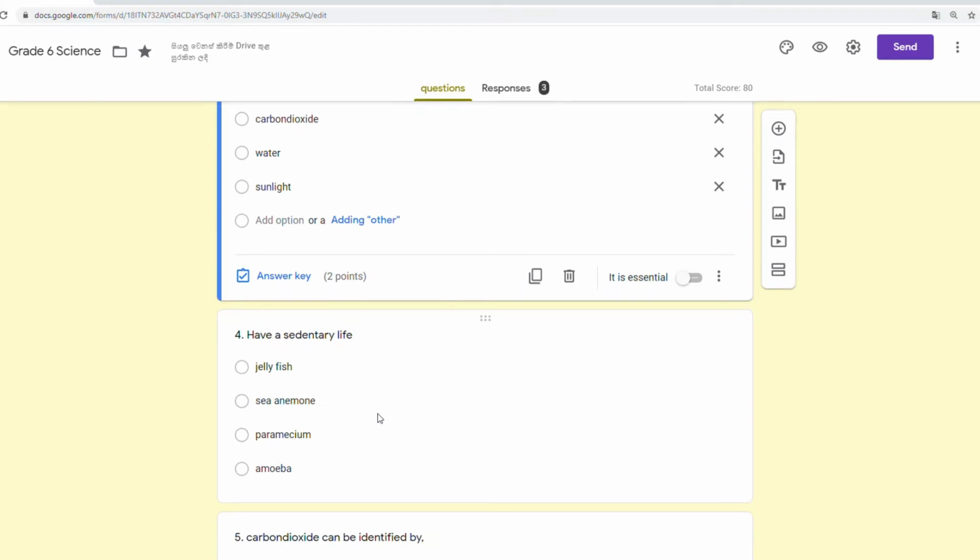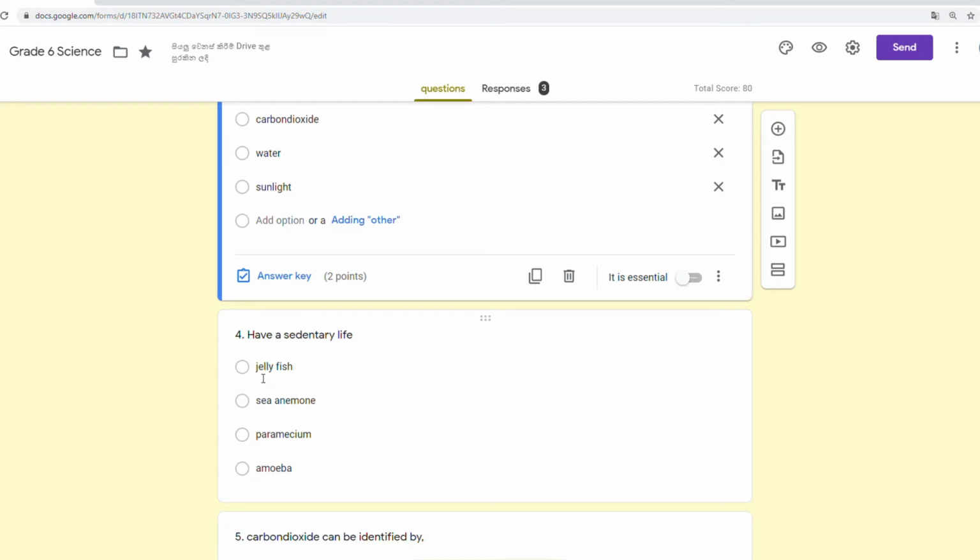Fourth question. Have a sedentary life. When you get into movements, in animals we use locomotion patterns. But some animals don't have such locomotion patterns. They stay in one place without any motion, without any locomotion, right? That kind of mode we call a sedentary life. Here in your syllabus, I think you know all these animals.